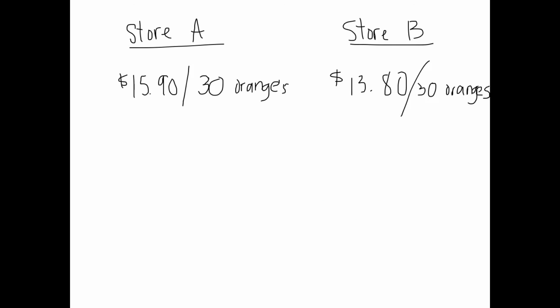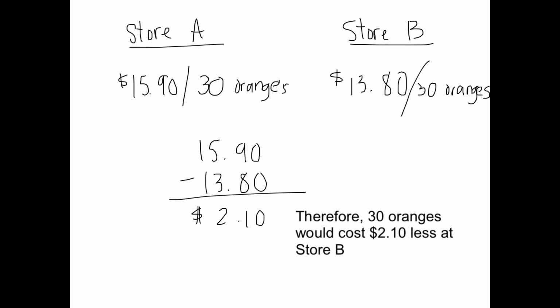Now that we know the total cost for 30 oranges from each store, we need to figure out how much less the oranges cost at store B. Well, we know that store A costs more, and we want to know the difference between the two. So we're going to subtract: $15.90 take away $13.80 to figure out how much less it's going to cost. When we subtract this, we get $2.10. Therefore, 30 oranges would cost $2.10 less at store B.